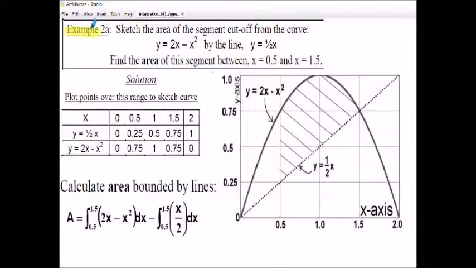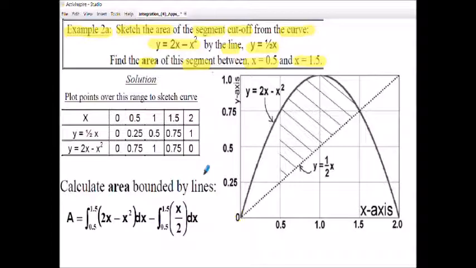Okay, example 2a here. We're asked to sketch the area of the segment cut off from the curve y equals 2x minus x squared by the line y equals a half of x. We're then asked to find the area of this segment between the limits of x equals 0.5 and x equals 1.5. So the first thing we need to do is to actually sketch the curves.